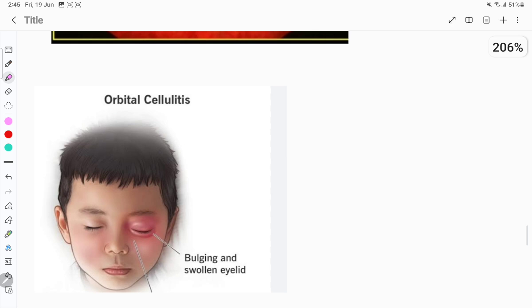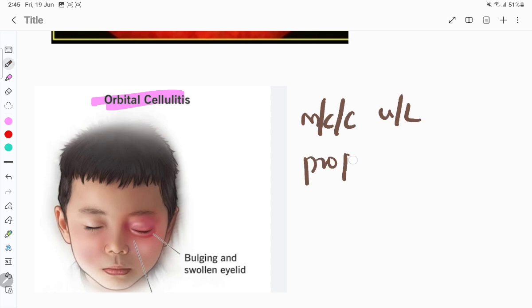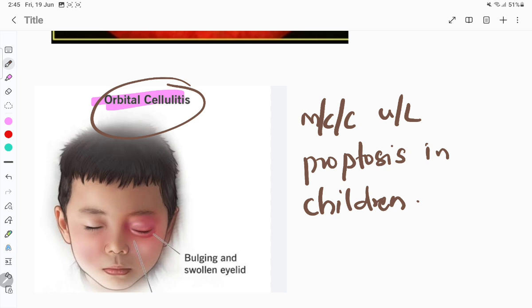Okay, so what you see here is a case of orbital cellulitis. The question that had come before was, what is the most common cause of unilateral proptosis in children? So the answer is orbital cellulitis. What is the definition of proptosis? What do you mean by proptosis? It is the forward protrusion, or bulging, of the eyeball out of the orbit. That is called proptosis.